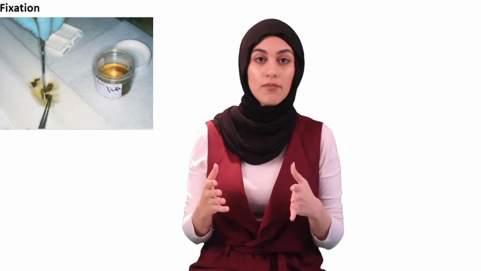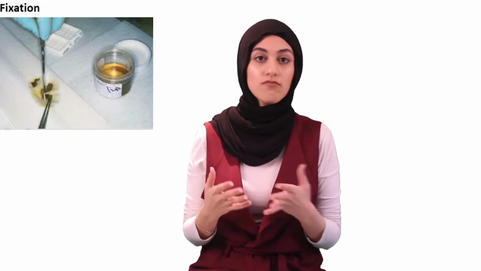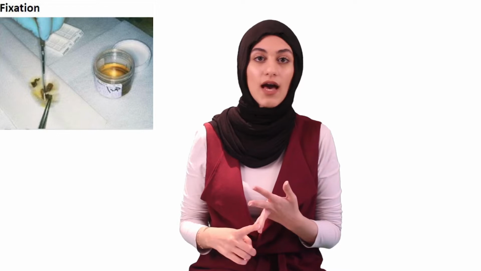Second step is fixation, and it's where you fixate your sample in a solution, whether it be alcohol or formaldehyde. Most commonly it is formaldehyde. What are the functions of this step? You fixate it to harden a soft tissue. It prevents deterioration of your sample and it also gives it a higher affinity to the stains that you will be adding later on.